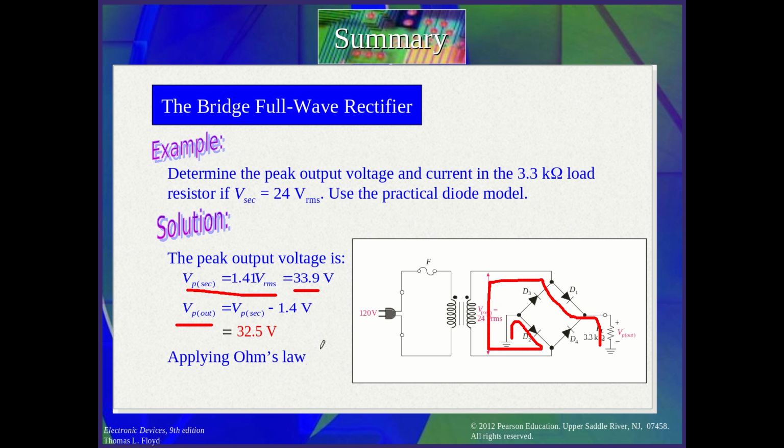Now apply Ohm's law, you can get the current. The current is equal to the voltage over the load, 3.3 kilo ohm. So you can easily get the current that comes across this whole circuit.